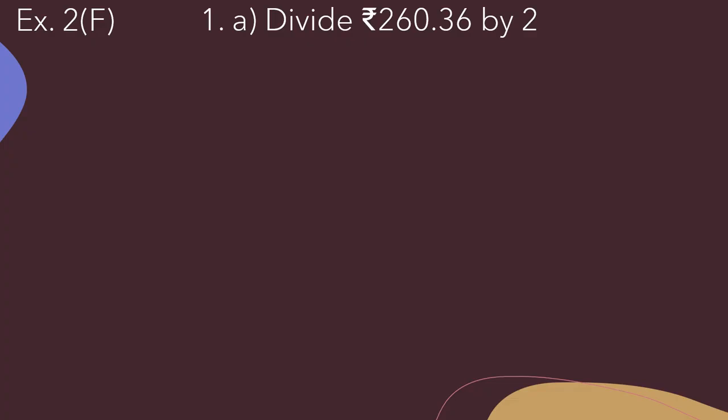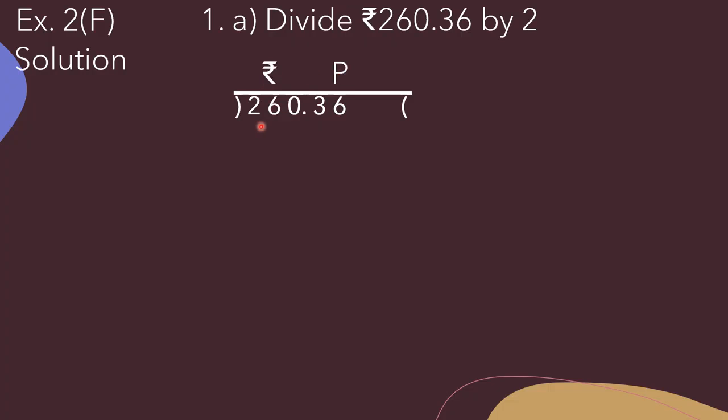Now beta, we will do exercise 2F question number 1. In A part, it is given divide rupees 260.36 by 2. Here the dividend is rupees 260.36 and the divisor is 2. First of all we will write the dividend, that is 260.36. Now we have to write the divisor, and first of all beta we will write here rupees and paise. Here 260 are rupees and 36 are paise. Now we have to divide it by 2.